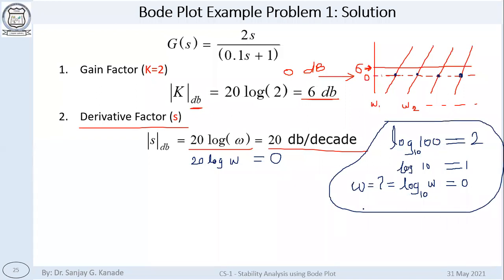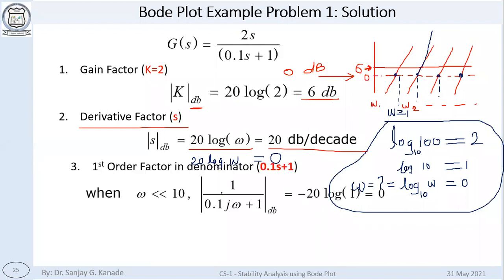Okay, so the point was the 20 dB per decade line that we know the derivative factor is going to contribute. But the point at which that line intersects the 0 dB line is when omega is equal to 1. The scale you have to check is at what point omega is equal to 1. From that point, you have to draw the positive slope line. Okay, got it?